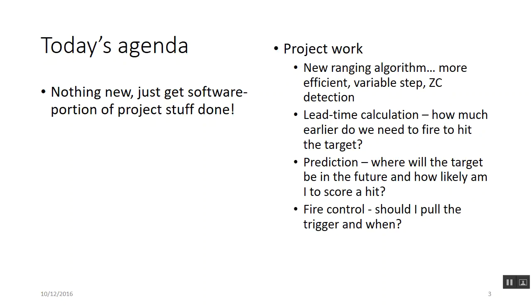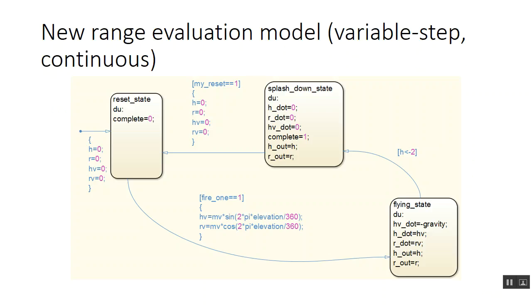Does that make sense? It's going to do the same thing. It's just a whole bunch more efficient computationally at doing it. It's going to use a variable step algorithm with zero crossing detection, things we've talked about. So this is what it looks like. I want to pause here and just talk through this. Normally our habit has been to start with a blank slate and have some interaction on this.